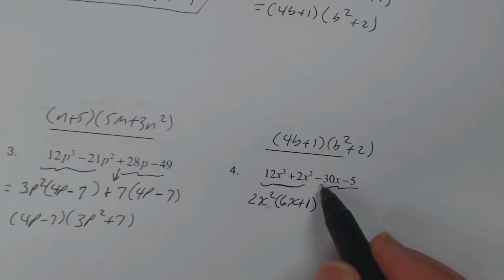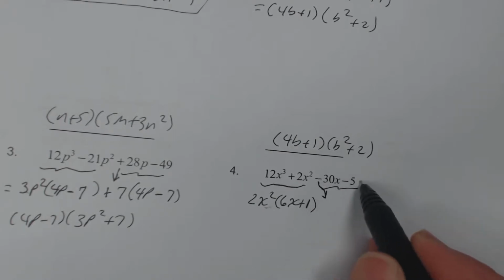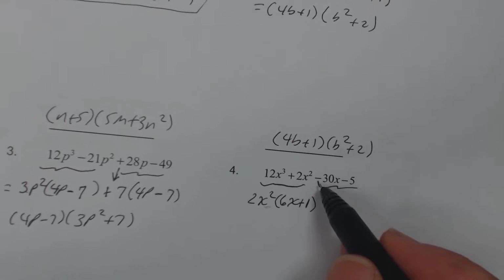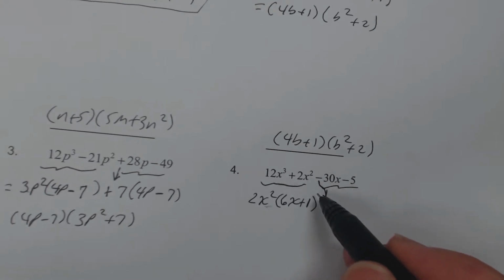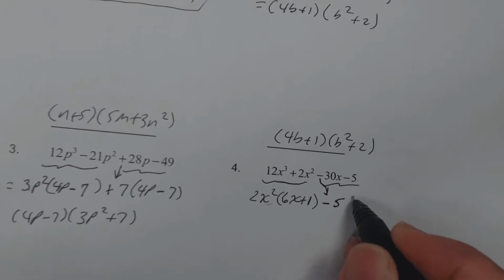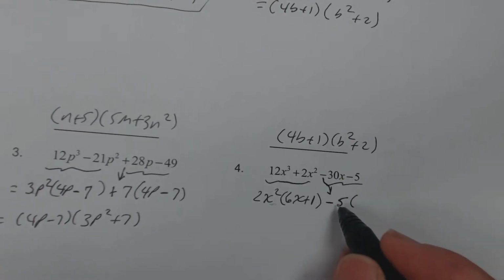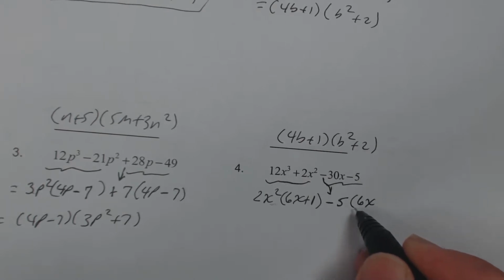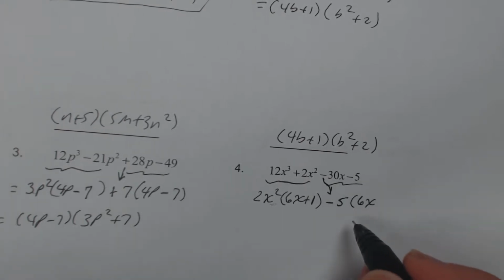squared. All right, over here, remember, always factor out the GCF from the second group. Use this middle operation as your sign that you're going to factor out. So I'm going to factor out a negative 5. A negative 5. So negative 5 times 6x is a negative 30x.